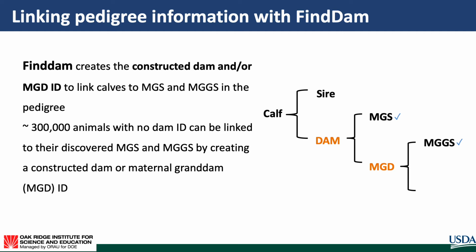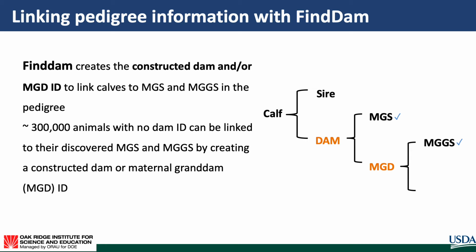The discovered relatives, such as grandsires and great-grandsires, have been reported to the breed associations and also to the genotype requesters in many cases. But these were never used before because there wasn't a dam, or even two generations of information were missing, and it was impossible to link the discovered ancestors to the calf.